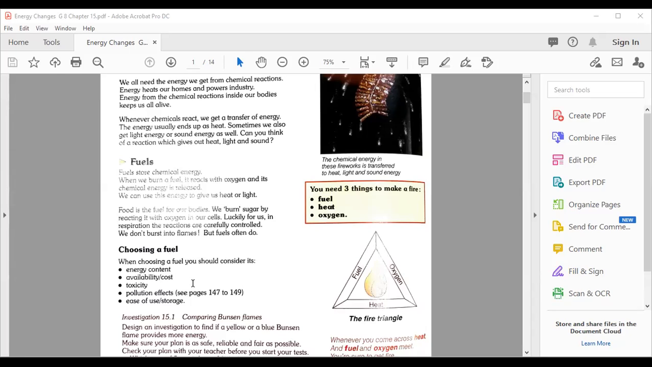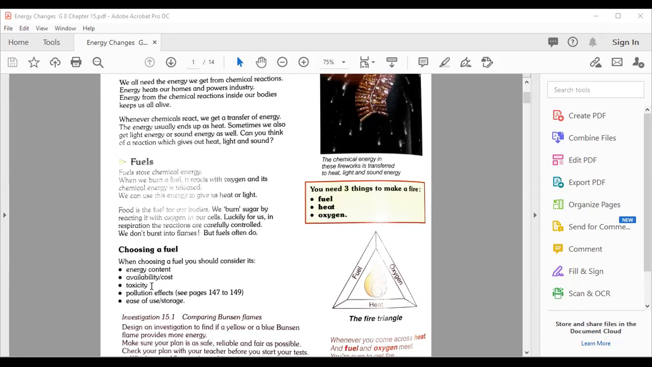Number three, toxicity. Is it poisonous? Is it harmful, not only for you but also for the environment? Because you know that whenever the fuel starts to burn, after burning it will go where? Into the atmosphere. So this fuel becomes part of the atmosphere, so you should know about that.